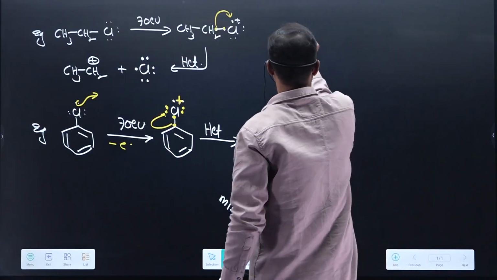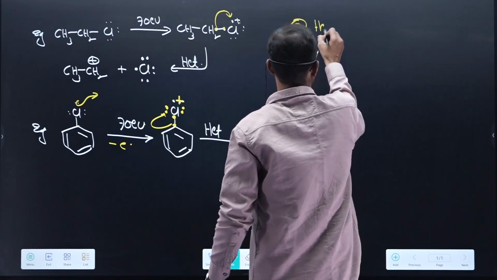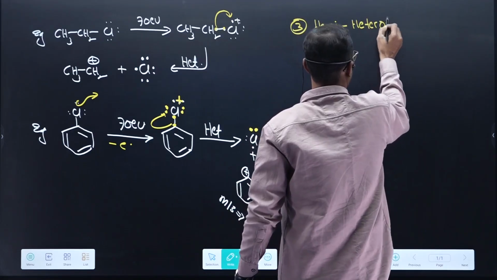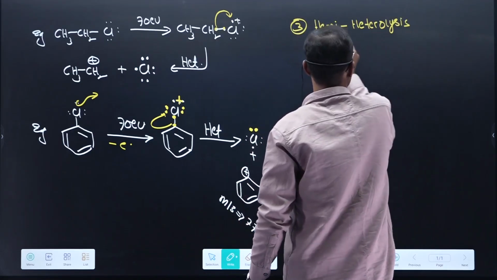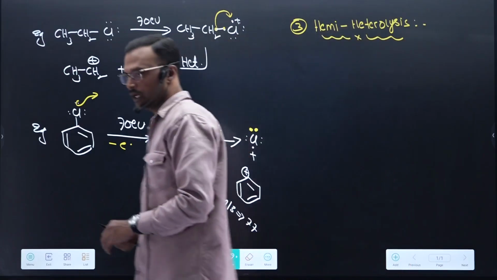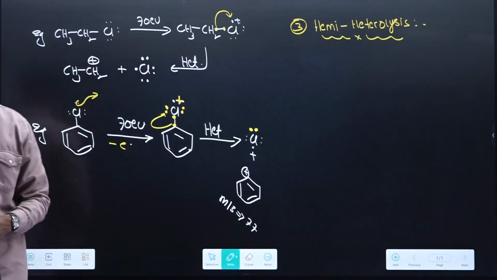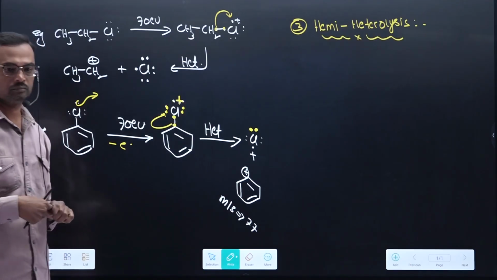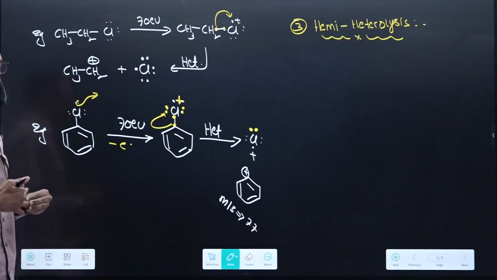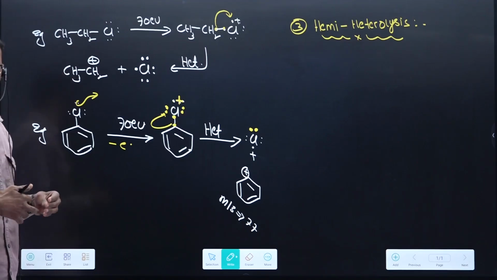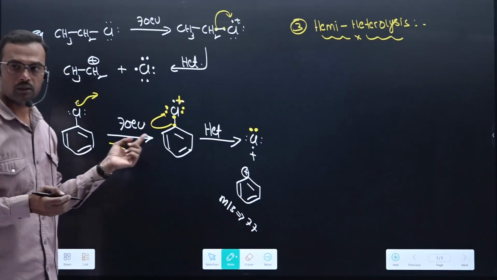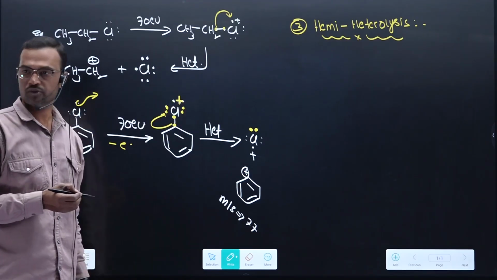Okay. Then the third one, it is very simple: hemi-heterolysis. It is almost equal to heterolysis only, but it initially starts with a homolytic fission.